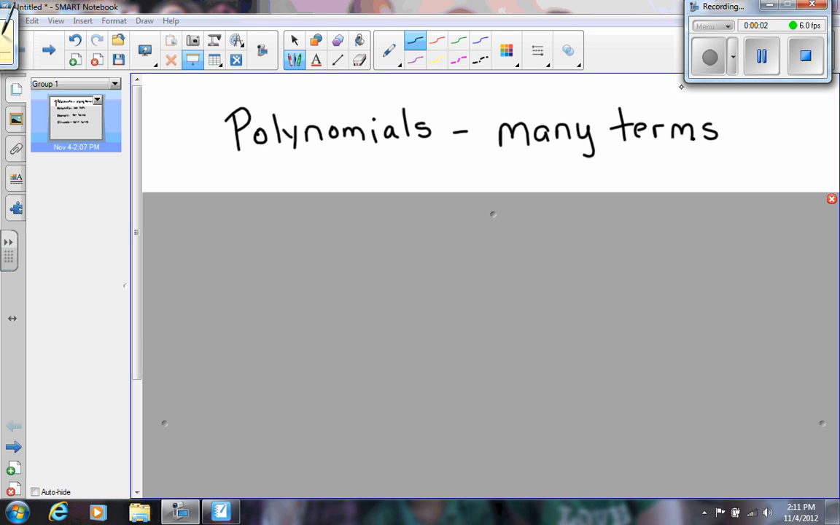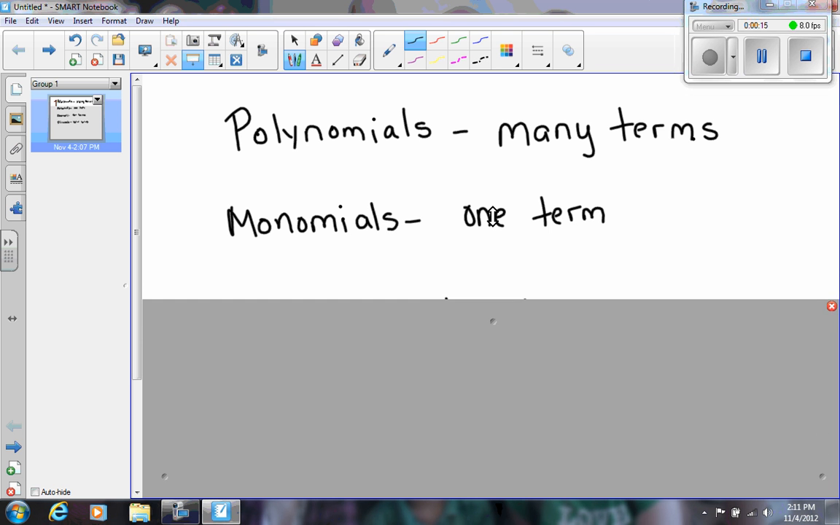We're starting a chapter on polynomials. And the word polynomials actually means many. Poly means many, many terms. And so if we look at the different kinds of polynomials, the first one we're going to talk about is a monomial. A monomial meaning one term.